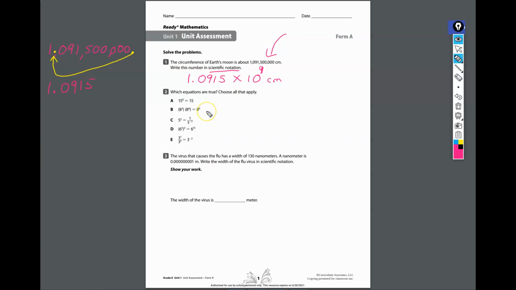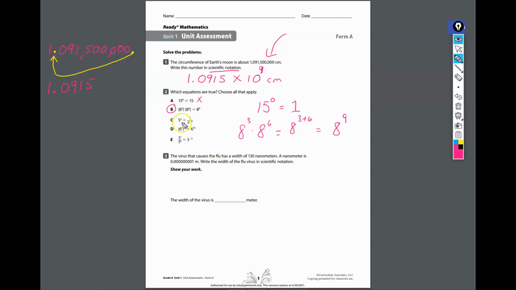Number 2, which equations are true? Choose all that apply. 15 to the 0 power. Anything to the 0 power is 1. So that one's not right. Number 2, part B. When I'm multiplying powers, I need to add the exponents. So 8 to the 3rd times 8 to the 6th, I need to add those up to give me 3 plus 6, which gives me 8 to the 9th. That one's true.